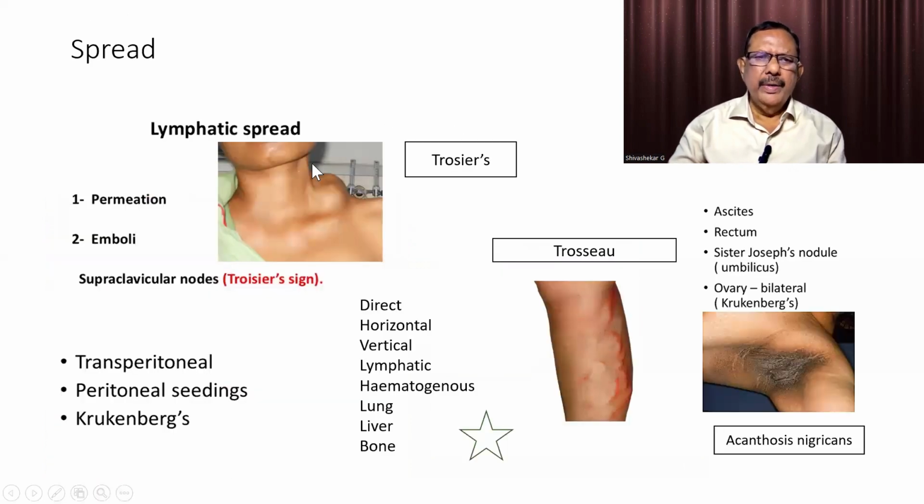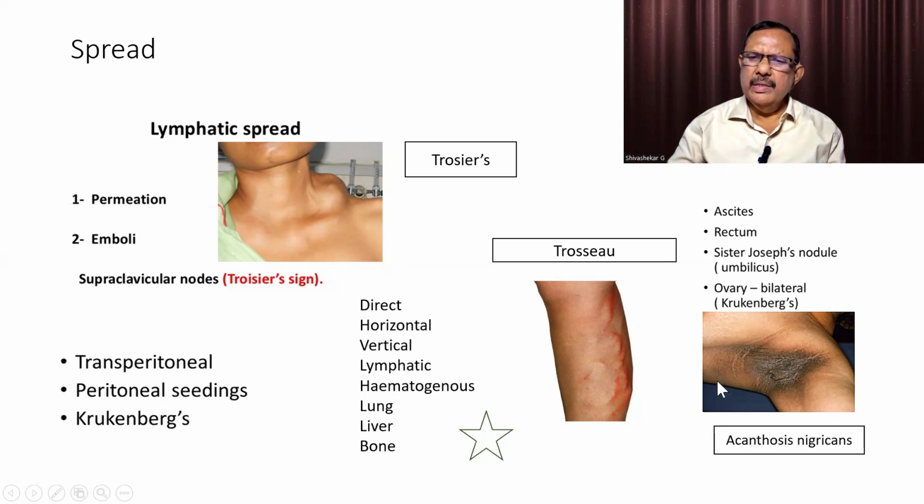The spread, it can be a lymphatic spread. So what will happen because of this? Troisier sign means there is an involvement of the lymph node over here. Trousseau sign is something different. It is something like a migratory angiitis or vasculitis. It was diagnosed by the same person. He had the cancer. So the routes of spread can be direct to the adjacent region, horizontal. Please note these things. Krukenberg's is a distant tumor.